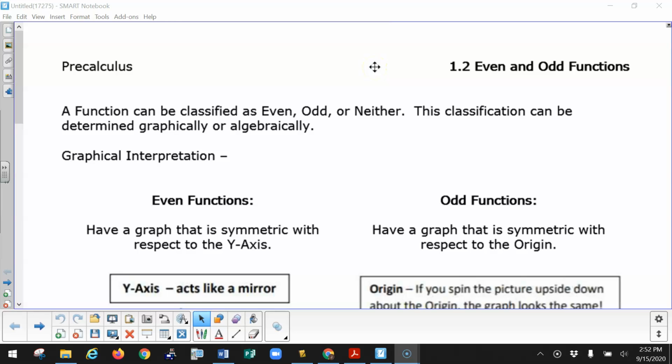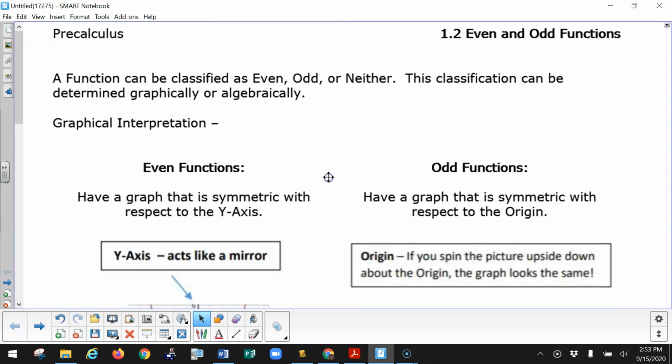This is a lesson for section 1.2, even and odd functions for pre-calculus. This is just a way that we can classify functions, calling them either even, odd, or neither. So we can do this graphically or we can do it algebraically.